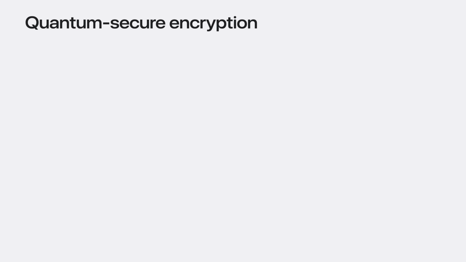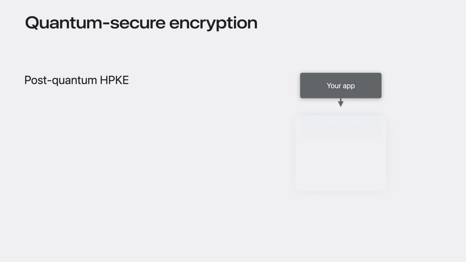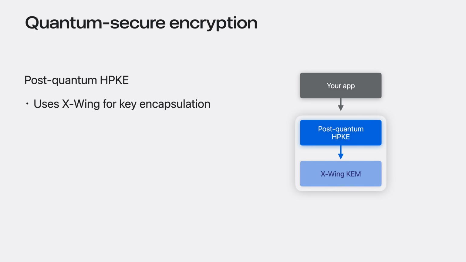As I went over in the sample code, you should use post-quantum HPKE for quantum-secure encryption. This establishes the HPKE shared key using the X-Wing key encapsulation mechanism, or KEM for short. Post-quantum HPKE and X-Wing are post-quantum hybrid constructions, meaning they combine post-quantum and classical algorithms to get the security guarantees of both.